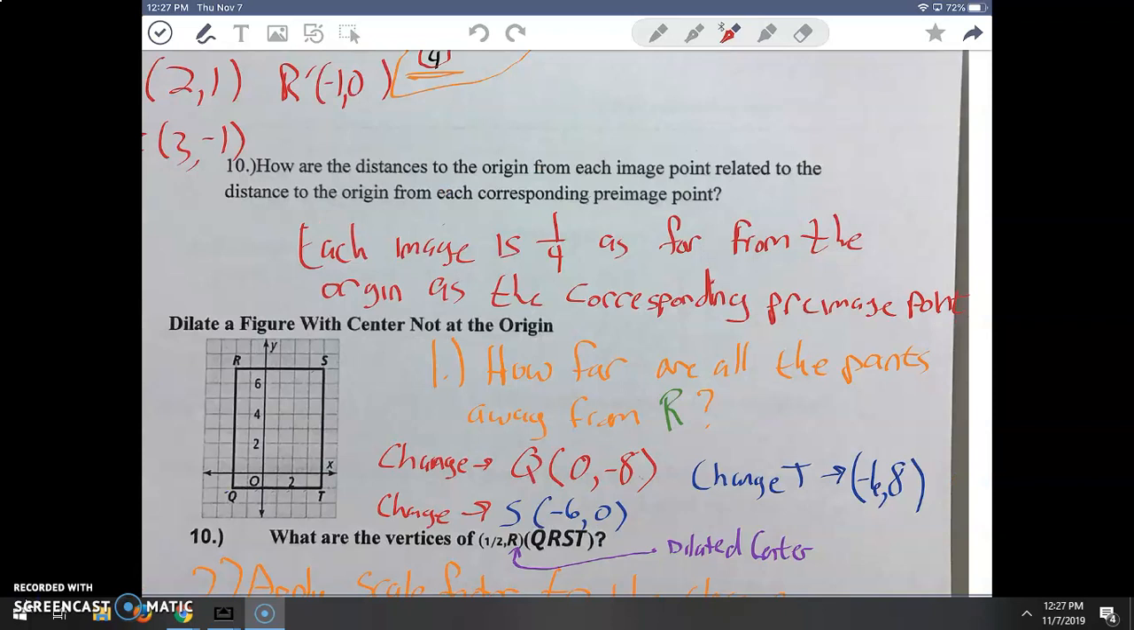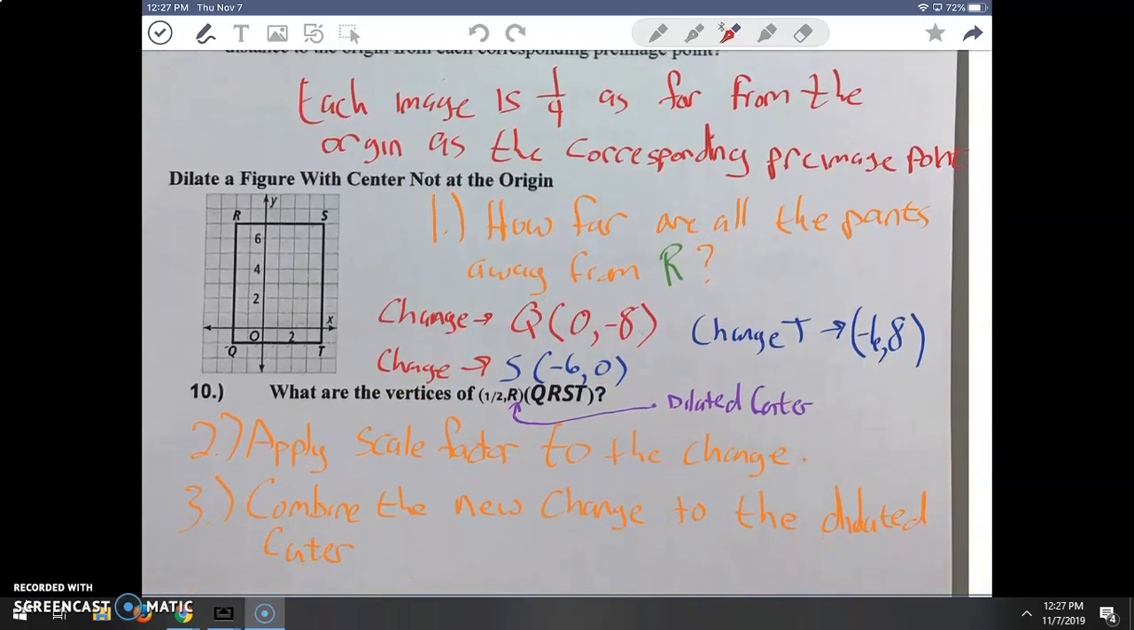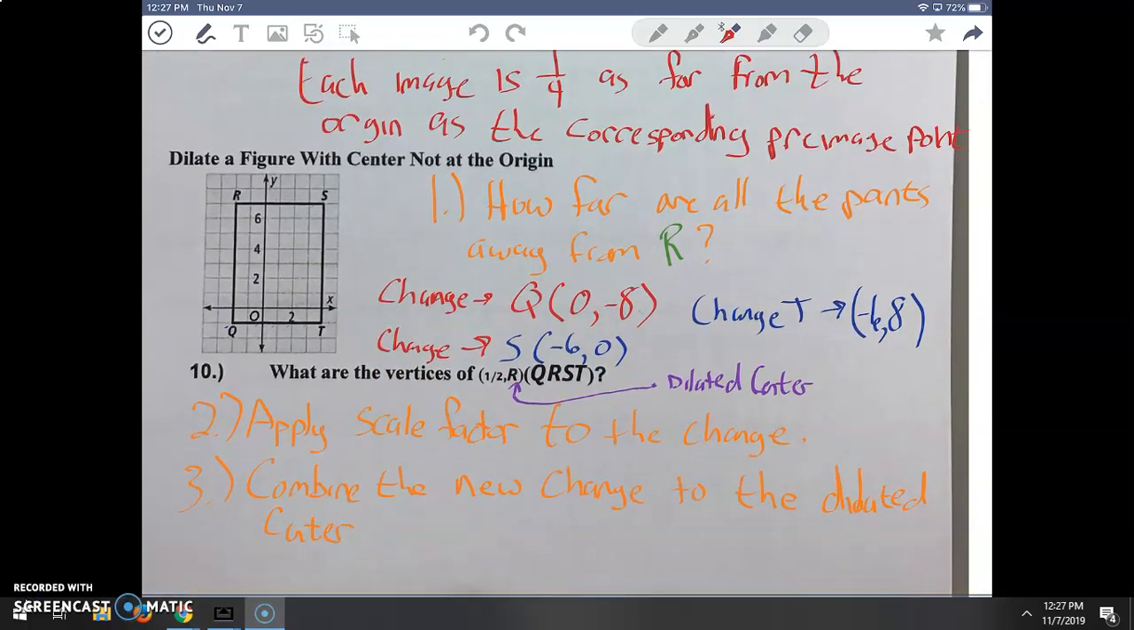Okay, now you notice too, I've already got some things written down. I want you guys to write down as well. So the first thing is, how far are all the points away from R? The reason why I select R is because of this right here, the dilation center. This is saying R. So that's where the center of everything is going to be located. So everything is going to be based off the location of R.